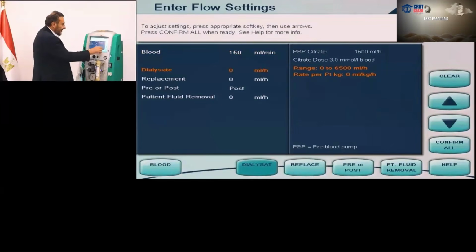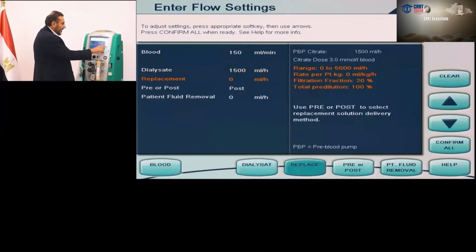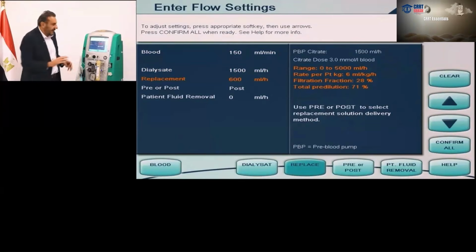You want the dialysate to be 1.5 liters. You want the replacement to be 600 ml per hour. Now, should I also enter the pre? The answer is no. The pre is going to be automatically entered. This is how you enter the CRRT prescription.